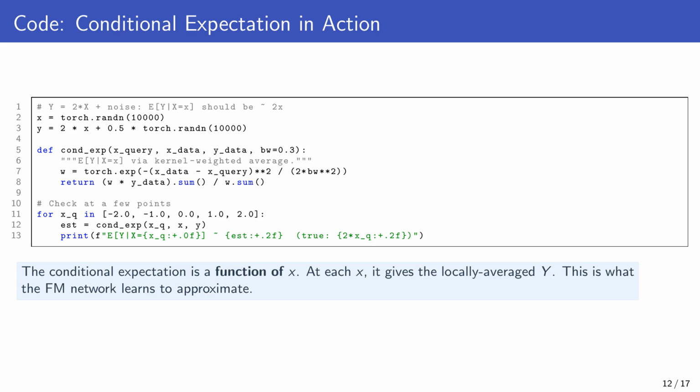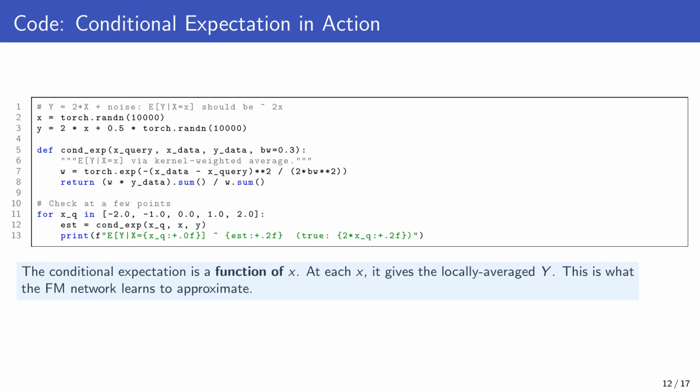At x equals 1, the estimate is approximately 2. At x equals minus 2, the estimate is approximately minus 4. Each is close to the true value of 2 times x. In flow matching, the network u_t theta of x is learning exactly this kind of function. Given a position x at time t, predict the average velocity.